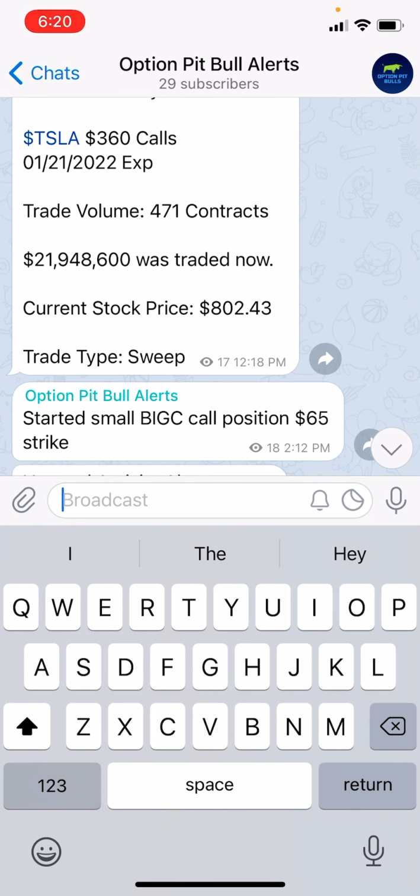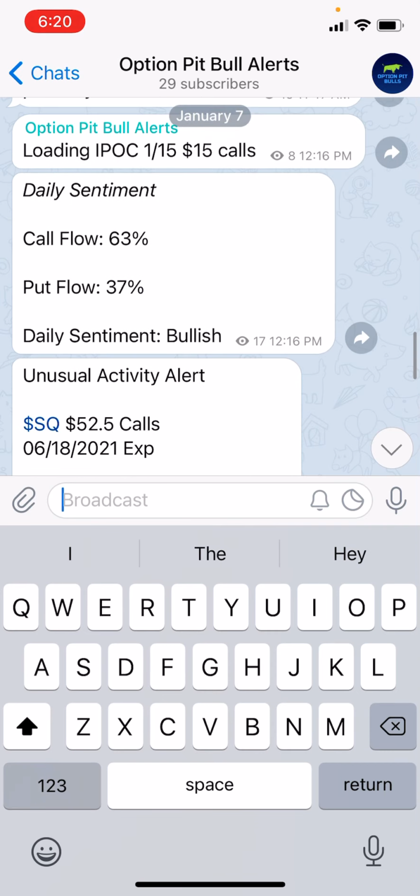You'll see here it says started small, Big C call position with a $65 strike. That usually means that I bought one call. Depending on the size of the option, the expiration and the price, usually I'm trading anywhere from 5 to 50 calls. So when I start a position with one call, it's my way of putting it on my watch list, and it's probably something I believe in long term. This way, if I see it drop a little bit, I can add more and average down. And if I see it cranking, I know it's go time and I can add a little more and get in on the pop. More unusual activity alerts.